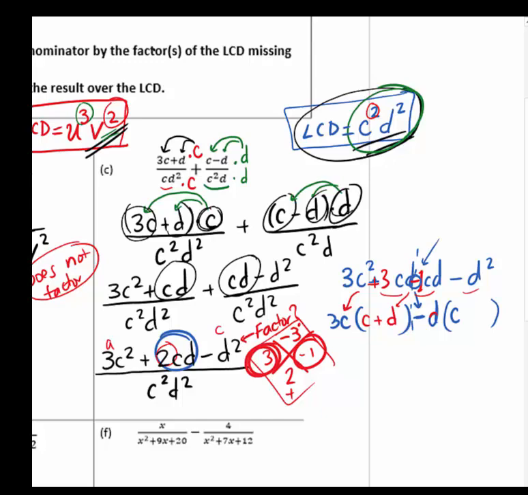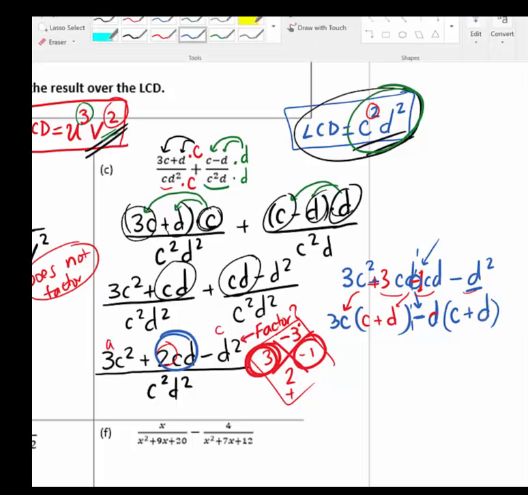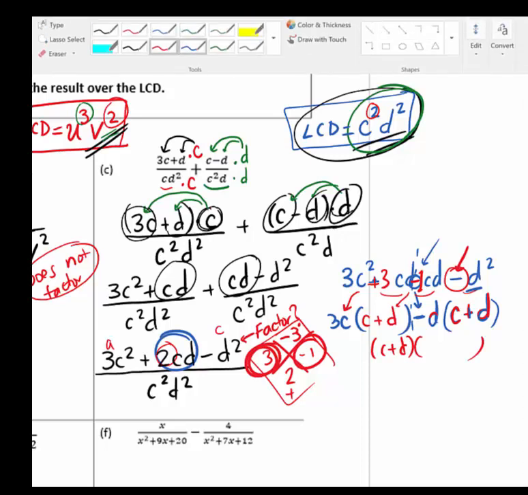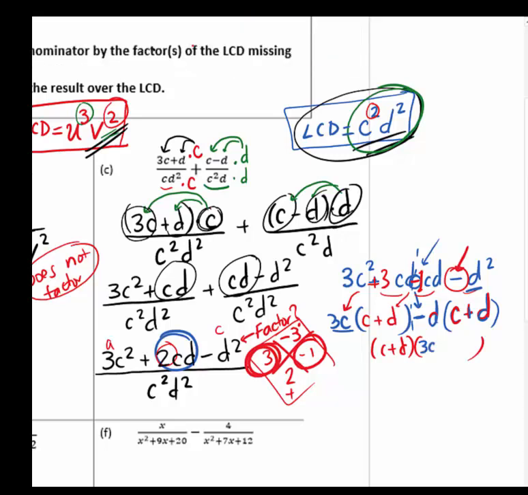The 1 doesn't really matter. 1 times cd is just cd. And then negative d times what is negative d squared? Well, I need a plus d. If I put a minus d, it would be a negative d times a negative d, which is a positive d squared, but I have a minus here. So I definitely want a plus. That way the negative times the positive will make the negative I want. So I have that c plus d in common. If I take that out, the leftovers are, from the first term, 3c, and from the second term, minus d.